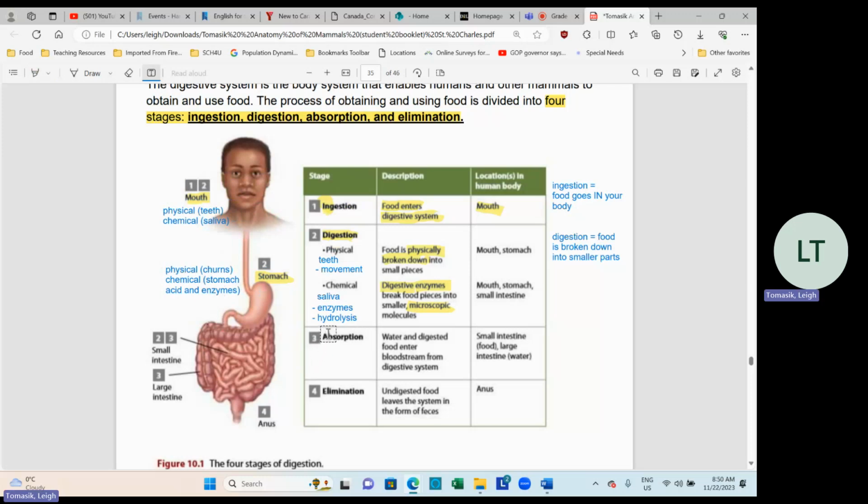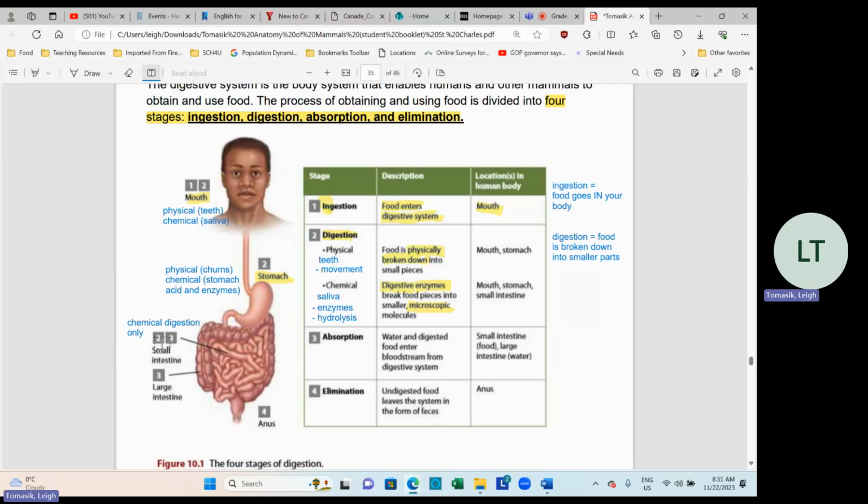Then we get to the small intestine. And the small intestine does do some digestion, but it only does chemical digestion. So there's nothing really in the intestine that will help you break up food like your teeth or like the muscles in your stomach.